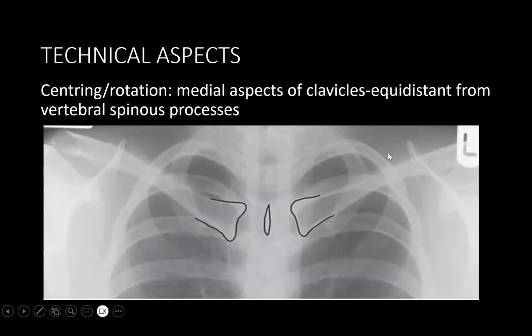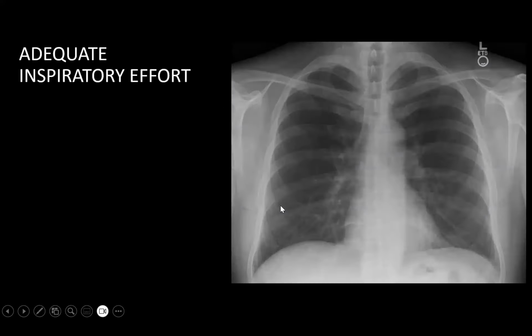A few technical aspects to consider when assessing a radiograph or an X-ray are, firstly, the centering of the radiograph. The medial aspects of the clavicle should be at an equal distance from a line drawn through the spinous processes. So if this was one spinous process joined all the way through to the others, the medial ends should be at equal distances.